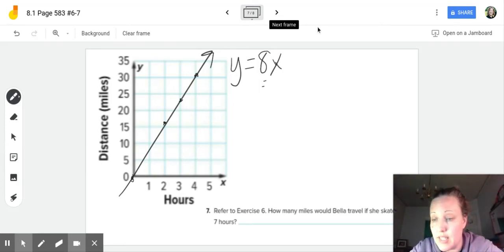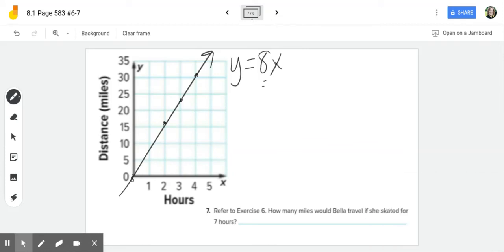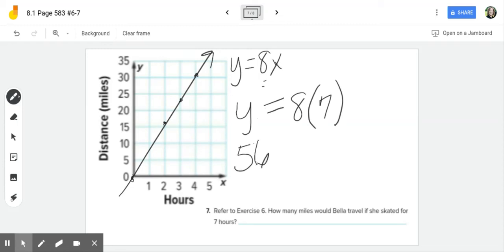Now the next question says, let me read it down here. Refer to this exercise. How many miles would Bella travel if she skated for 7 hours? Well, we're going to use this equation that we just made, and we're going to plug in that 7, right? So y equals 8 times 7 hours. So 56. 7 times 8 is 56, and that's 56 miles.